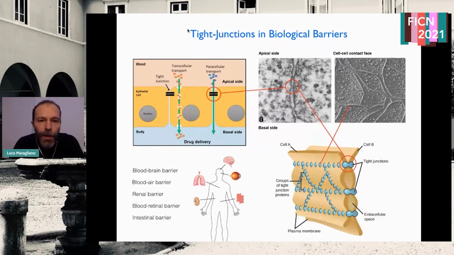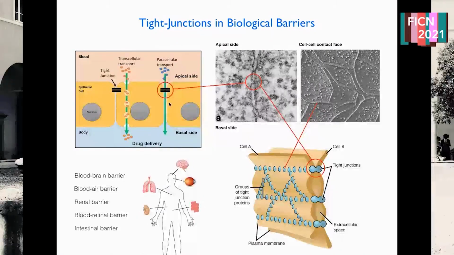And tight junctions are quite complex molecular architectures that bind together epithelial or endothelial cells in biological barriers, where they regulate the paracellular transport, so the transport in the restricted space between the cells.